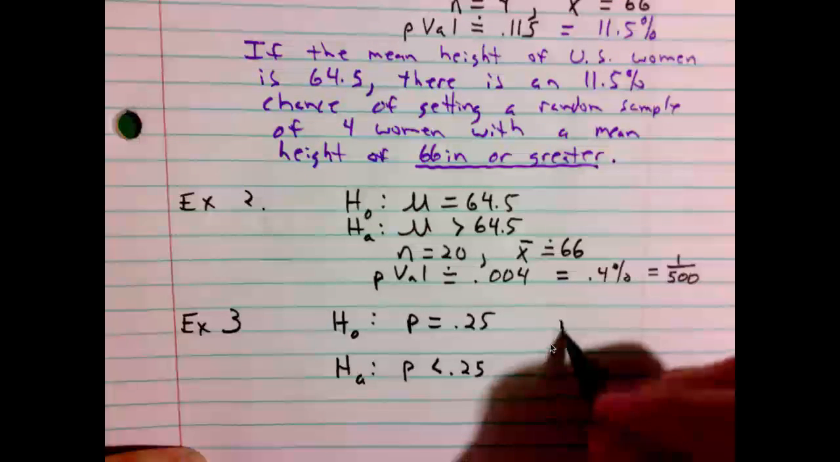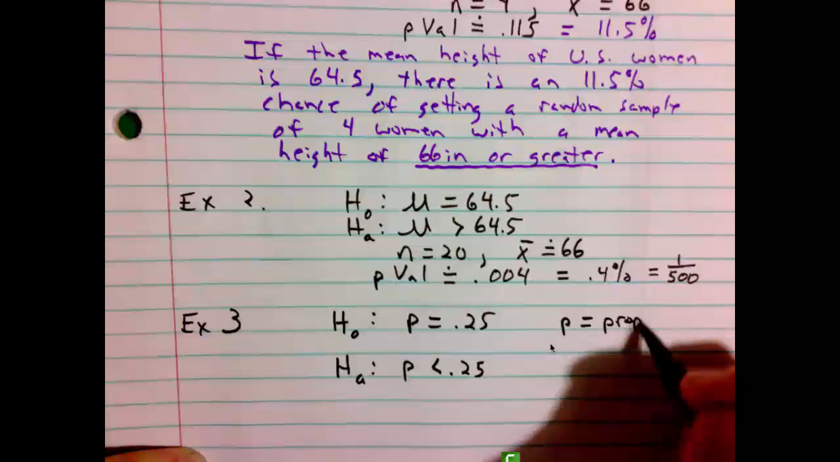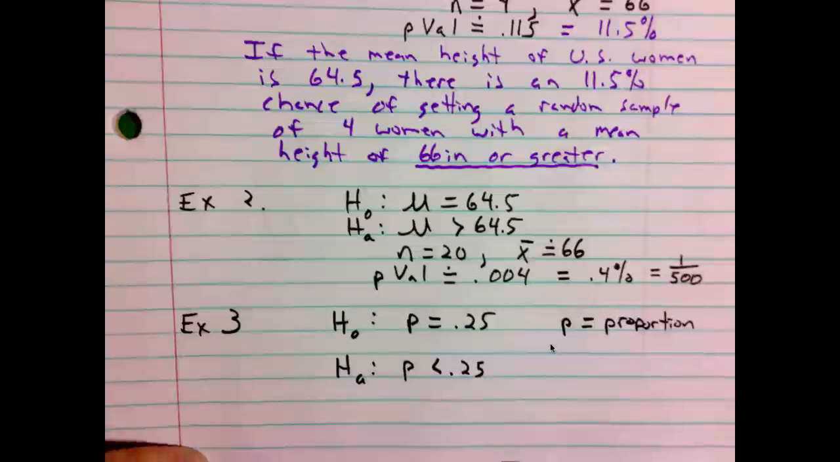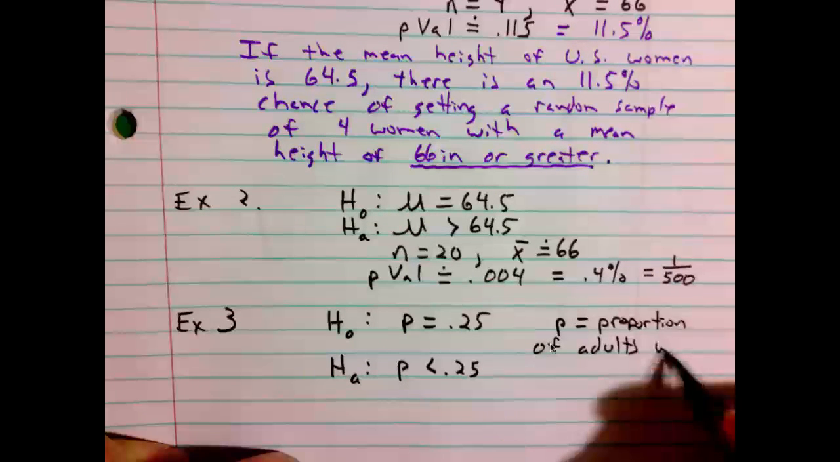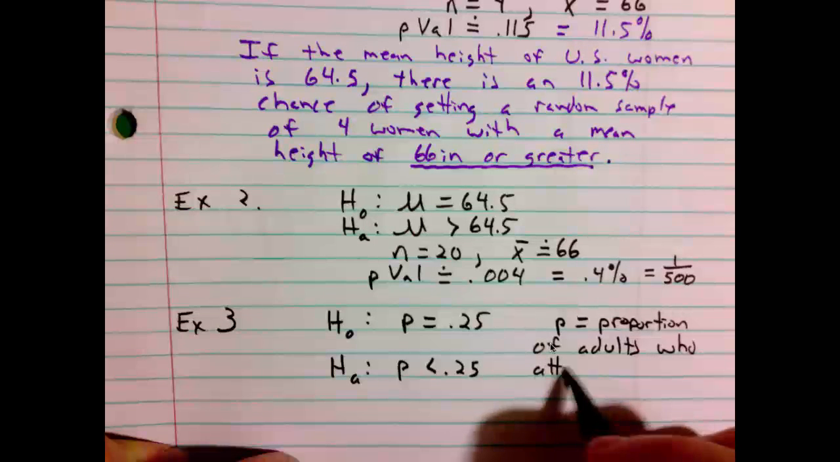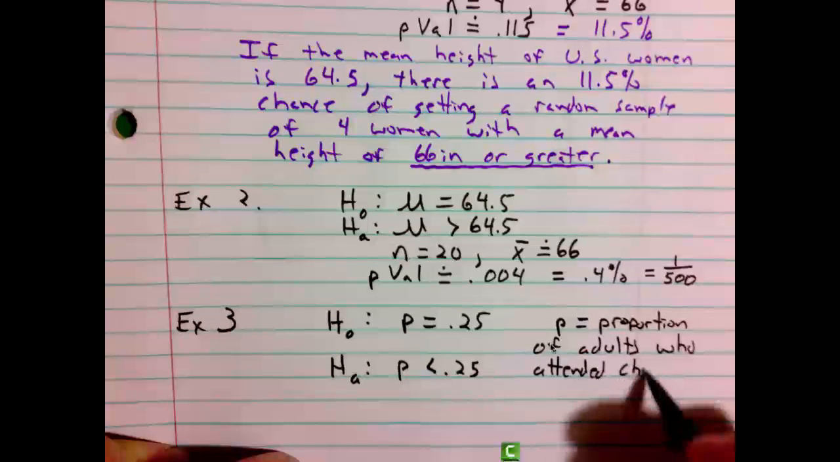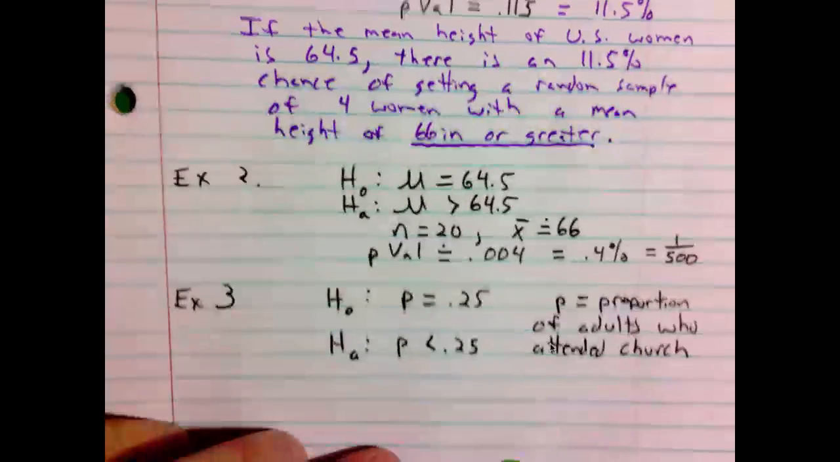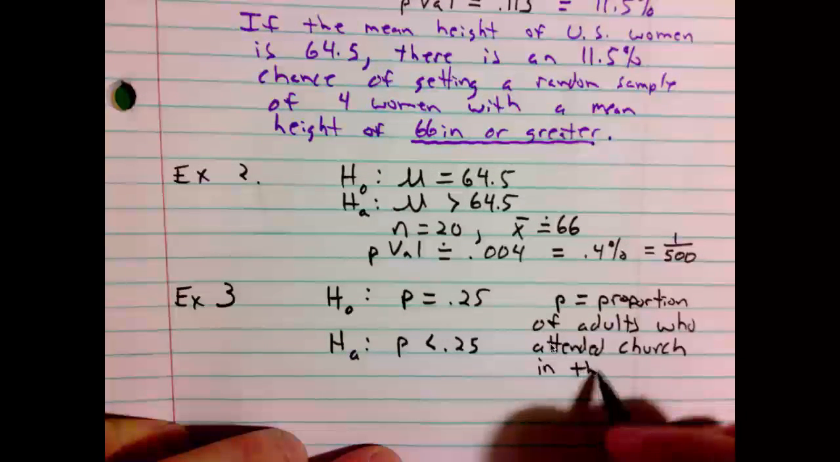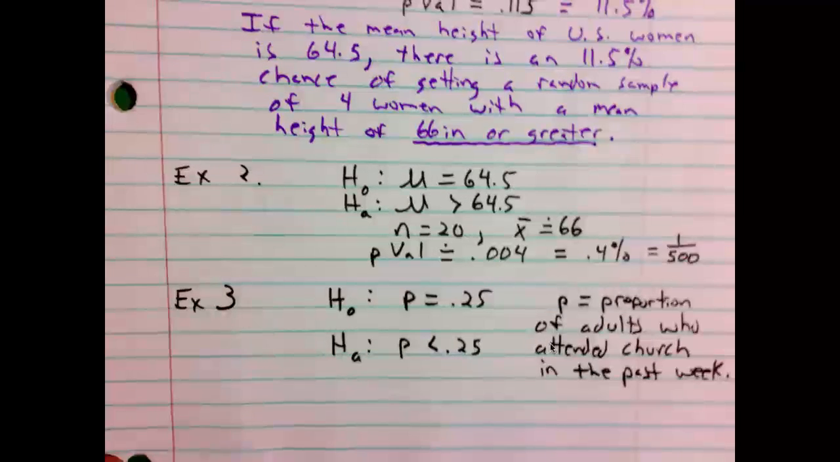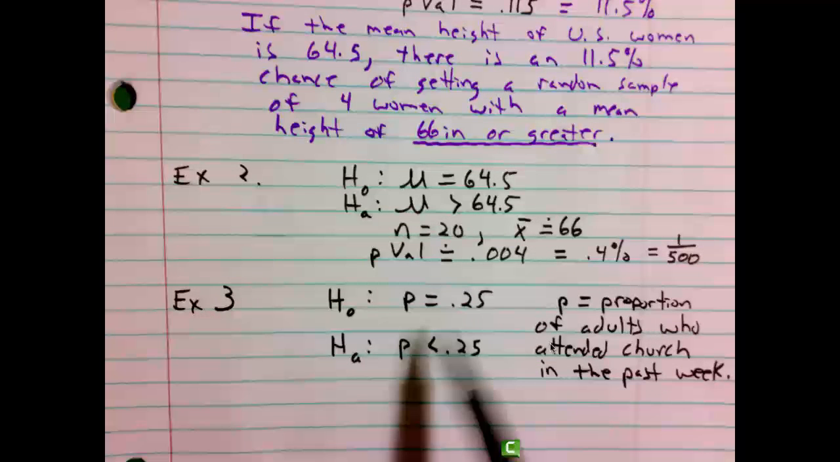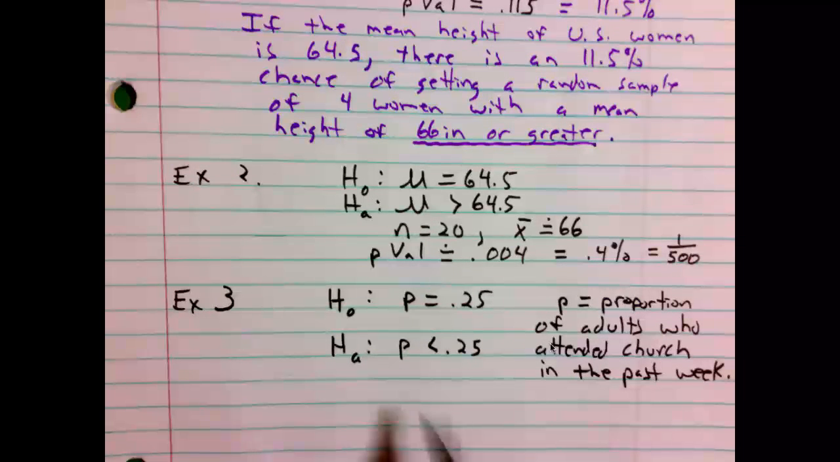And let's define P to be the proportion of adults who attended church in the past week. All right. So we're assuming that 25% of people have attended church in the last week, and our alternative hypothesis is no, people are not going to church that much. The proportion is actually less than that.